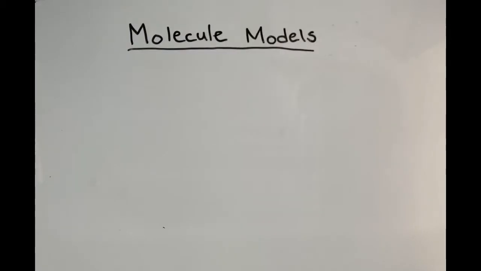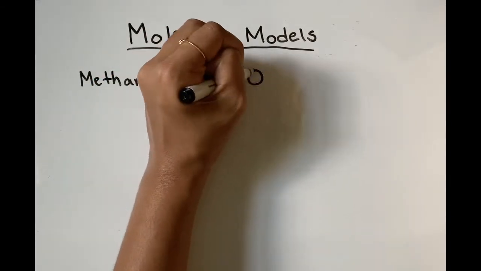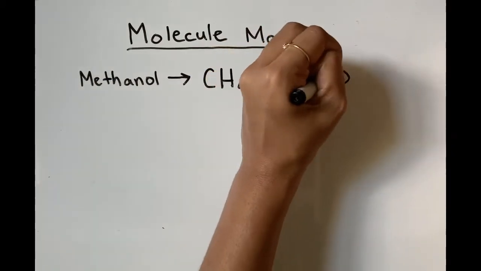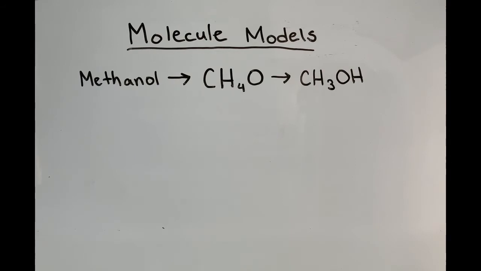There are multiple ways to visually represent a molecule. Let's practice with a really hard example, because once you get the hang of it, it'll be easy to do other simpler examples. Let's look at methanol, which is written as CH4O, or CH3OH. The reason why it can be written the second way is because OH is a group, so the other 3 hydrogens are attached to the carbon.